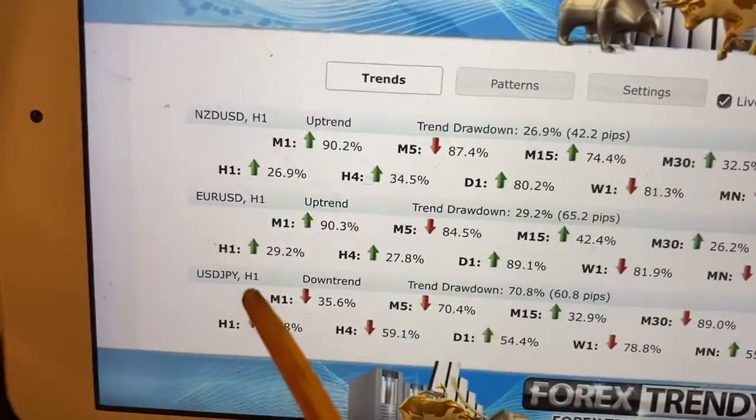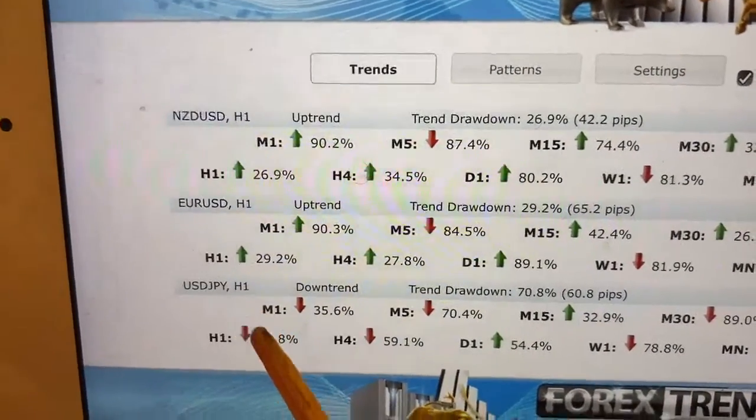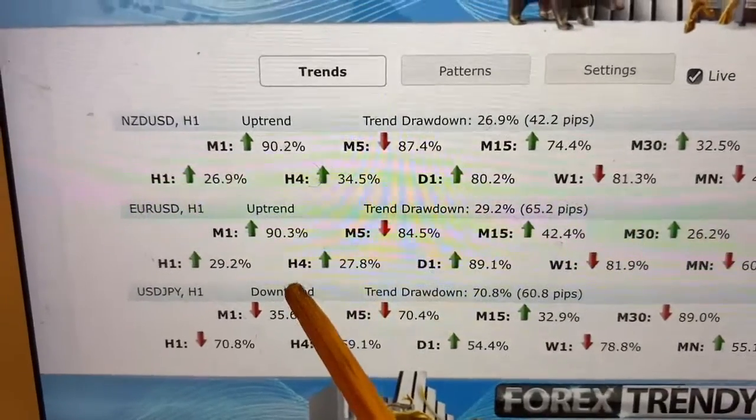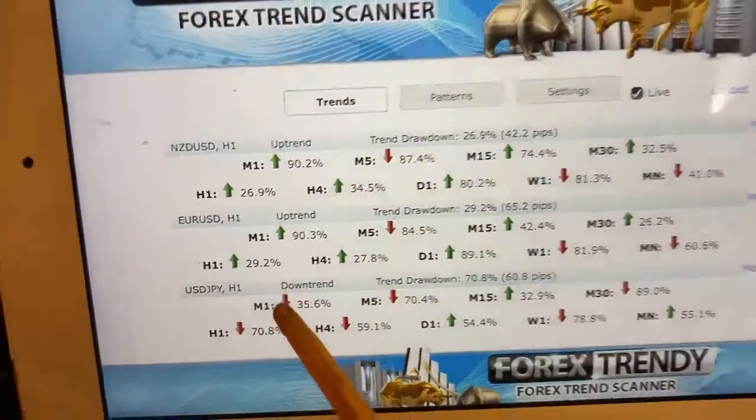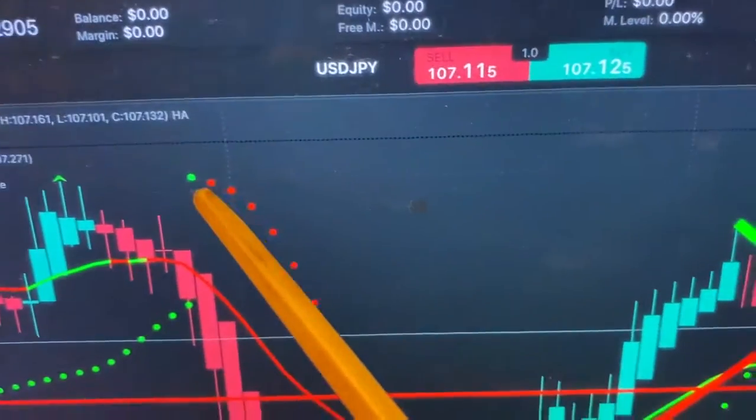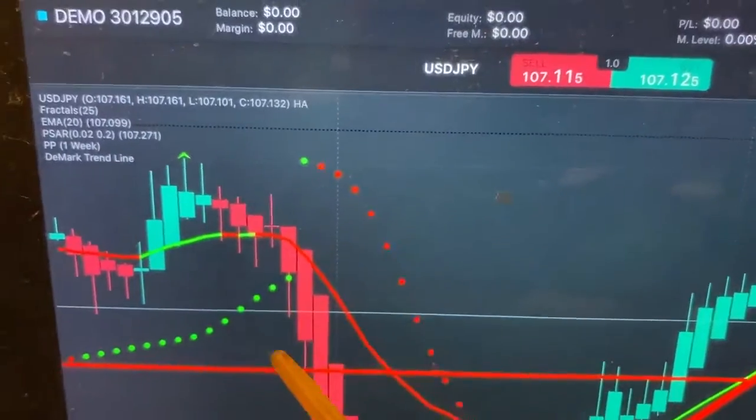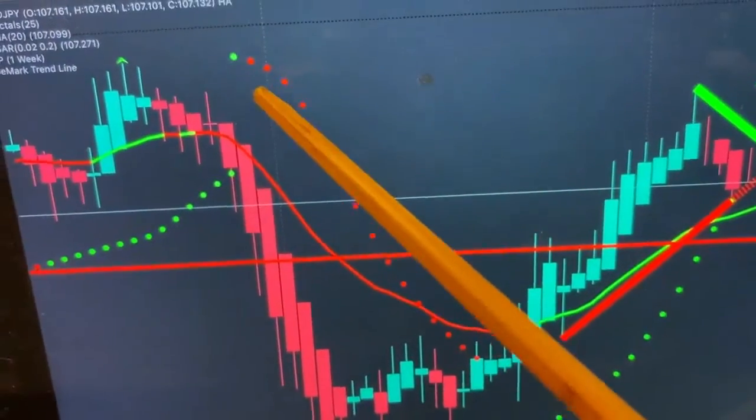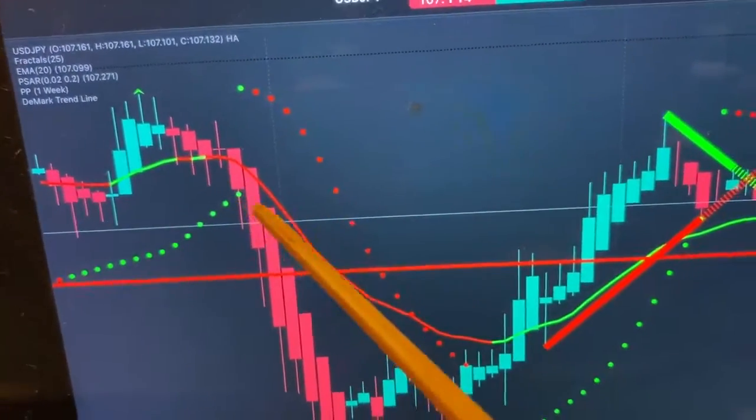Now look at the UJ. The UJ is a downtrend. What should we be looking for? We should be looking for green on the high. Look, it's a downtrend. It gave you green on the high. Get in. You get these big moves.